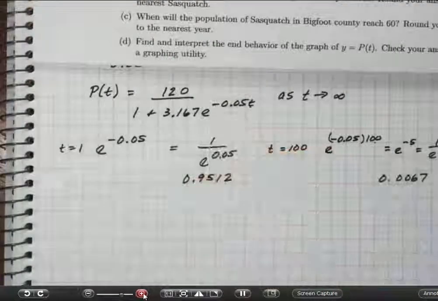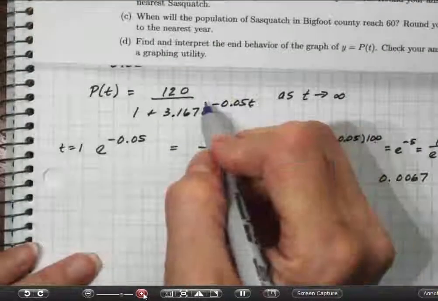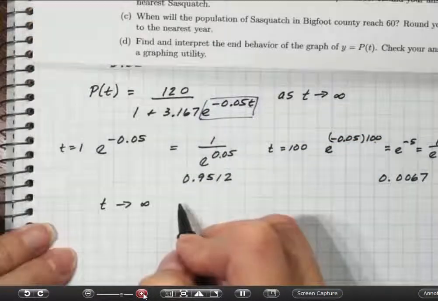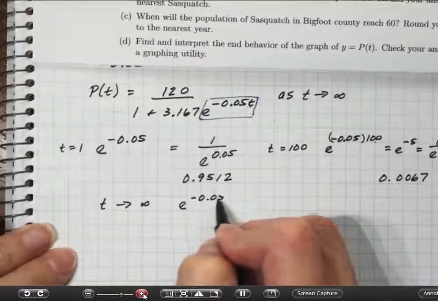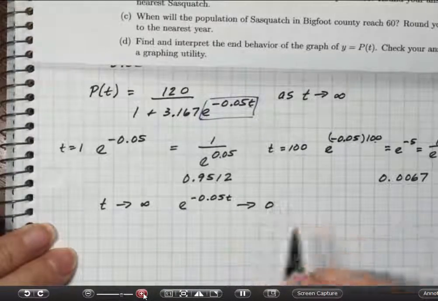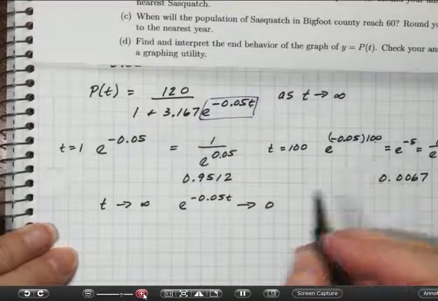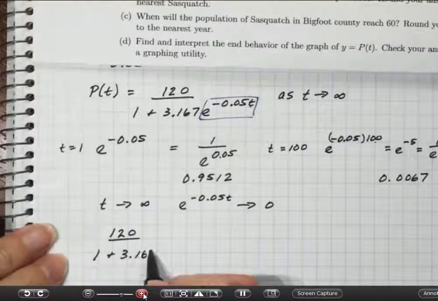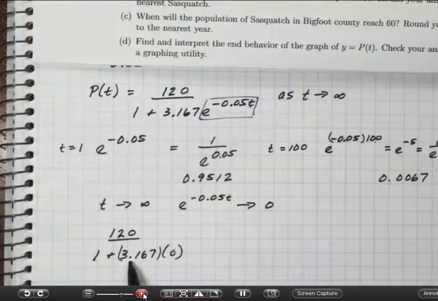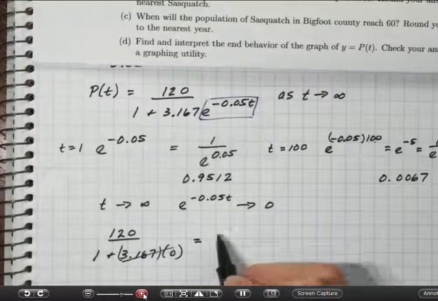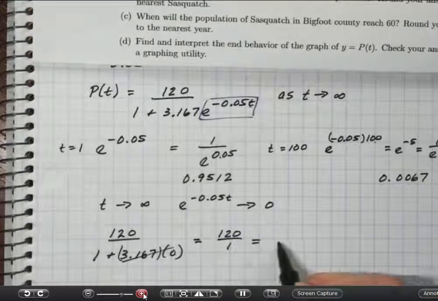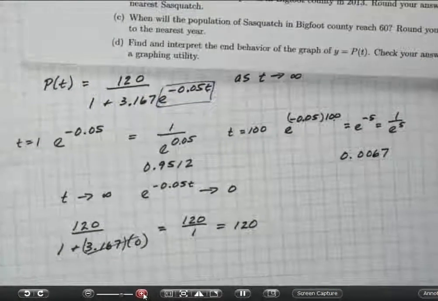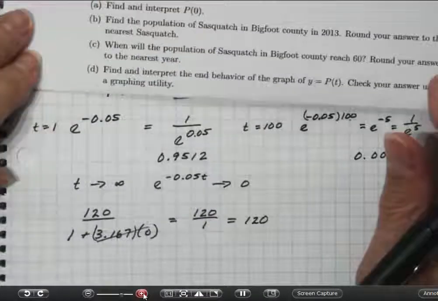So that means that in this function, this exponential part is going to approach 0. As t goes to infinity, e to the negative 0.05 t is going to go to 0. When I put that into my function, I'm going to have 120 over 1 plus 3.167 times 0. That cancels out, and I end up with 120 over 1, which means that my population, as time goes by, is going to max out at 120 Sasquatch. I'm not going to have any more than that, only 120.